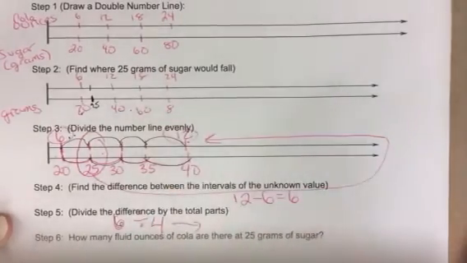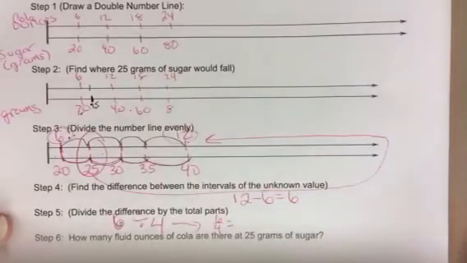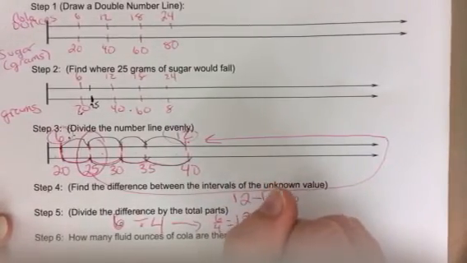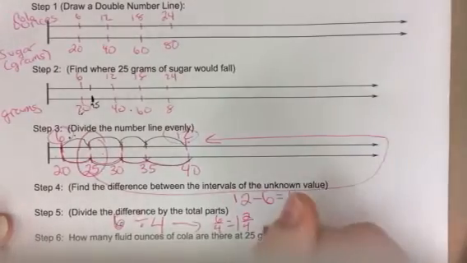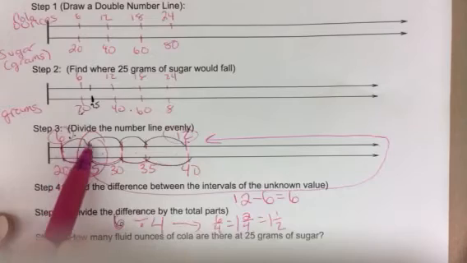Some of you might say, I don't know how to do 6 divided by 4. Yes, you do. Write it in fraction form, 6/4. That's a fraction greater than 1. 4 goes into 6 once, with 2 left over. 1 and 2/4, which is also equivalent to 1.5. So that means that each interval is increasing by 1.5.